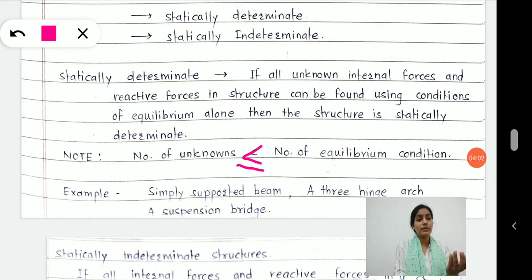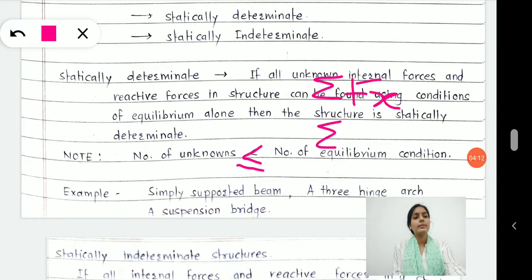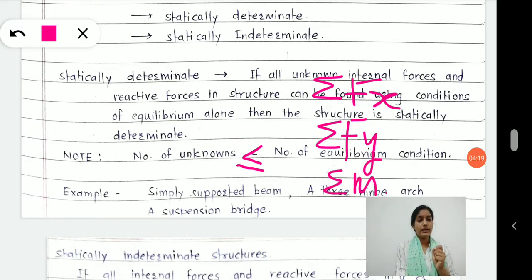Now what are the equilibrium conditions? We are continuously using that term here. Earlier we understood that equilibrium equations mean summation Fx, summation Fy, and summation of moment at a particular point. So if these 3 equilibrium conditions are helpful to find all the unknowns in my structure, then I will call that structure statically determinate.